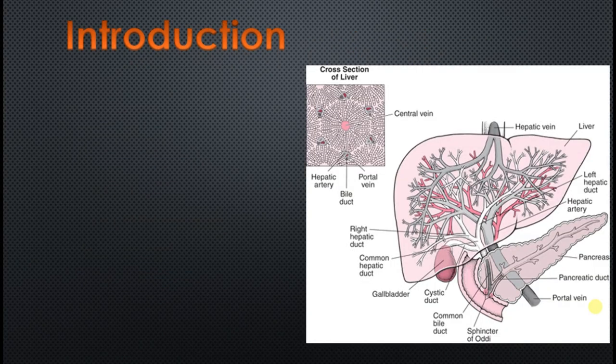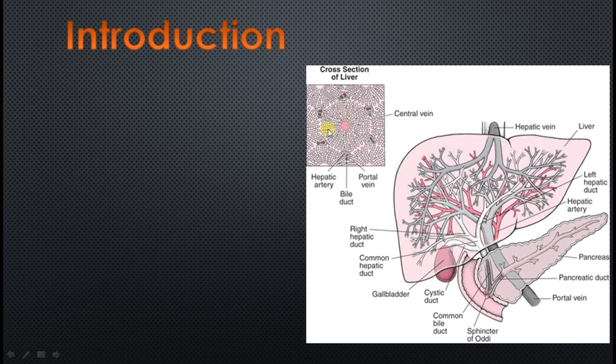Now first of all, when we talk about the extrahepatic biliary apparatus, it is quite natural that we should also have an intrahepatic biliary apparatus. Here in this picture, you are able to see hepatic lobules which are hexagonal in shape. At the periphery, you are able to see the portal triads. The portal triads mainly consist of a branch of the hepatic artery, the bile duct, and a branch of the portal vein.